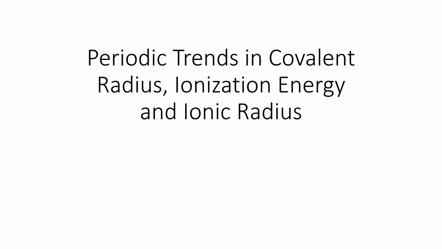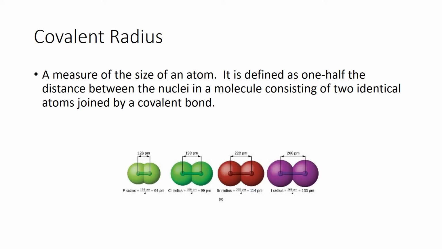So in this video, we are going to look at how electron structure influences periodic trends in covalent radius, ionization energy, and ionic radius. These are all important properties in terms of determining bond strength and the energy relationships associated with forming chemical bonds. We'll look at covalent radius first.